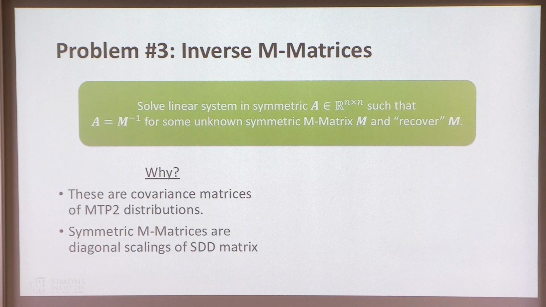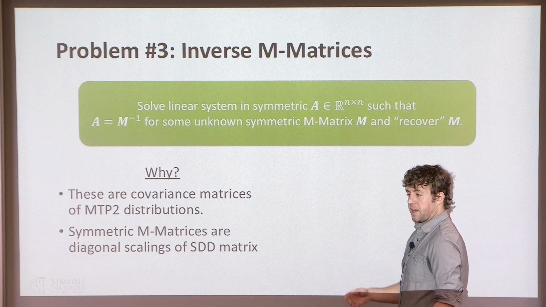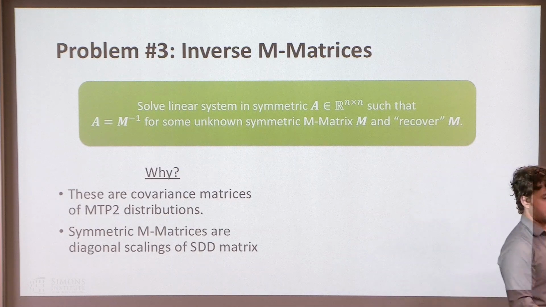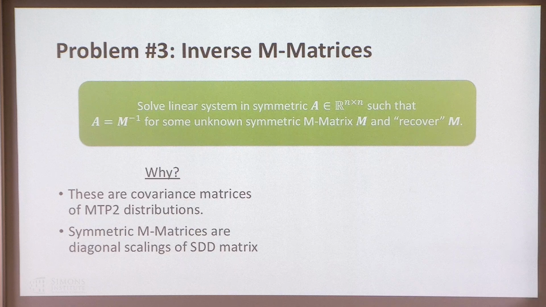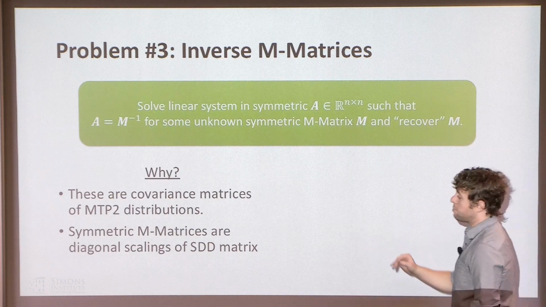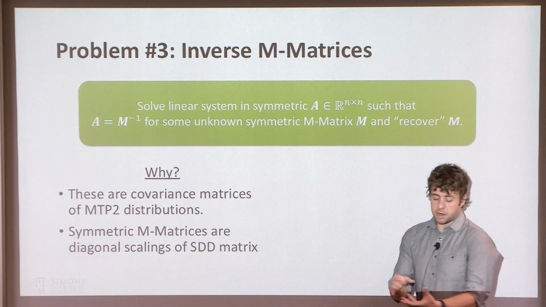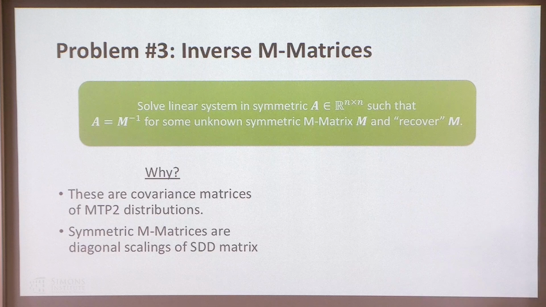What are these systems? Remember, M matrices I defined in the beginning as matrices that are some multiple of the identity minus some non-negative matrix, where the spectral radius is less than that multiple of the identity. You can show that such symmetric M matrices are just positive diagonal scalings of symmetric diagonally dominant matrices with non-positive off diagonals. And it turns out these matrices actually do arise in a number of contexts.